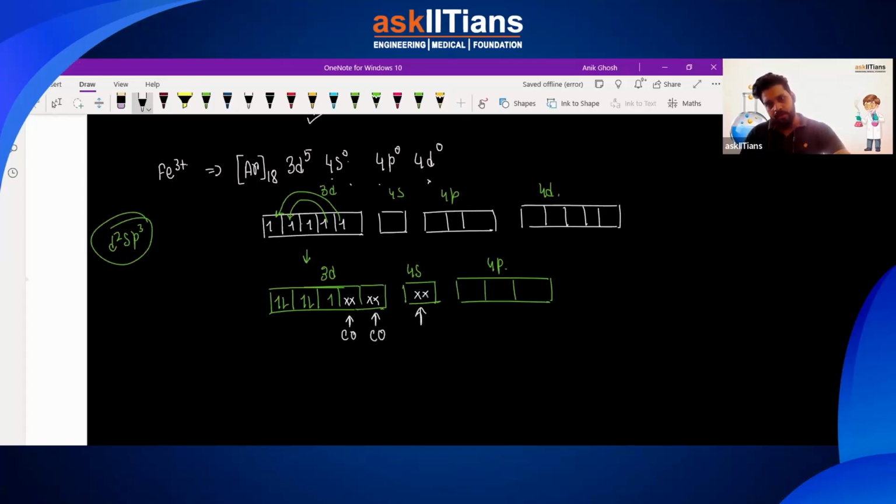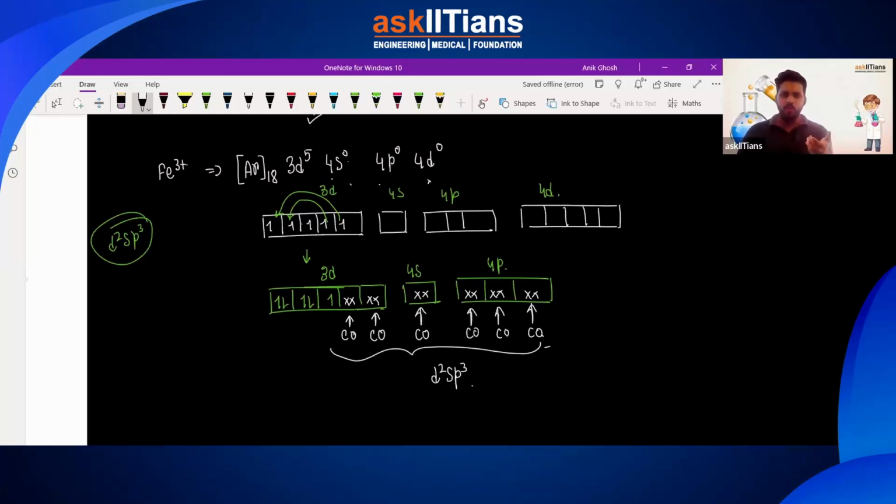3, 4, 5, 6. But the question comes, why pairing? Why am I pairing them? That's the question, right? Now, if you notice, guys, the number of unpaired electrons in this compound is only 1.